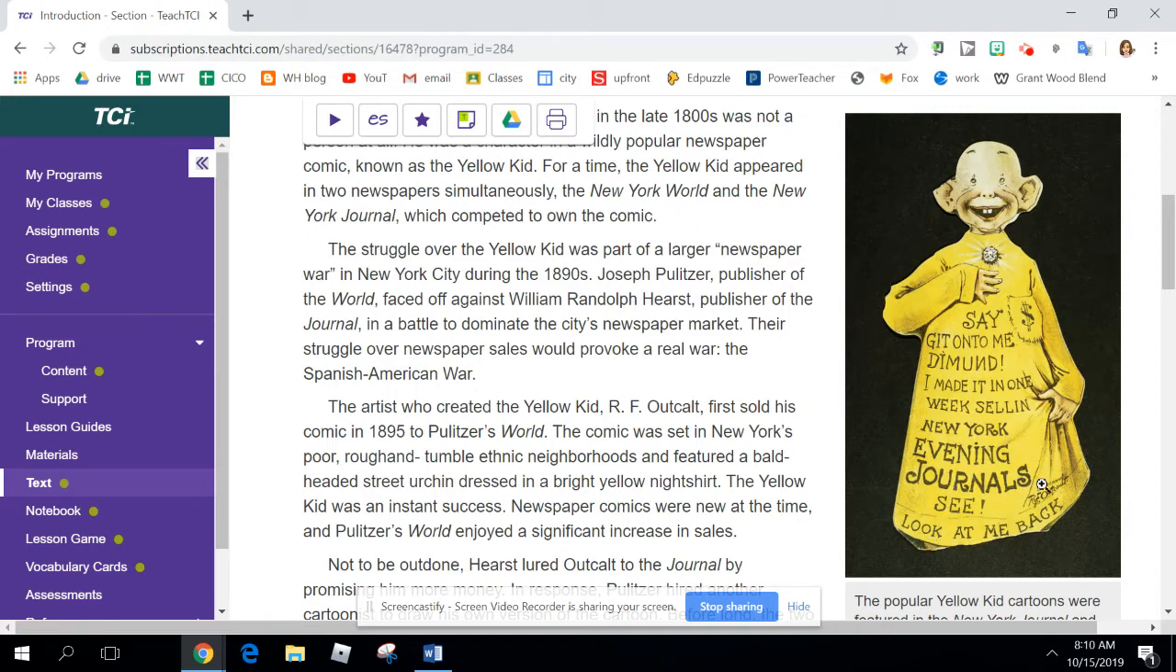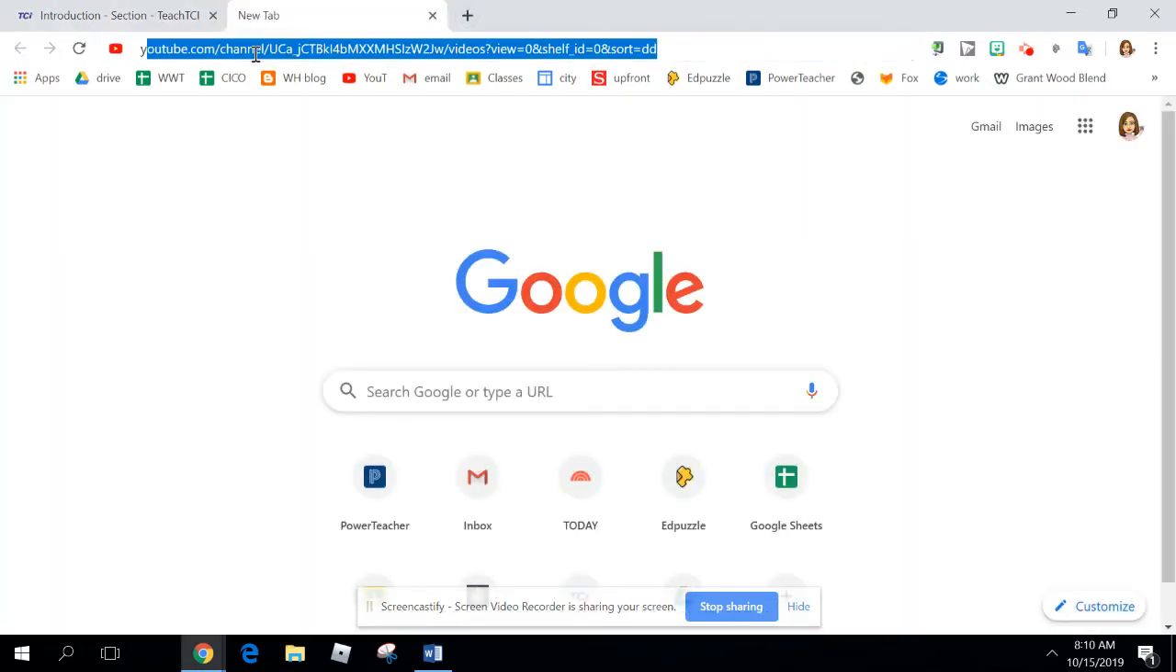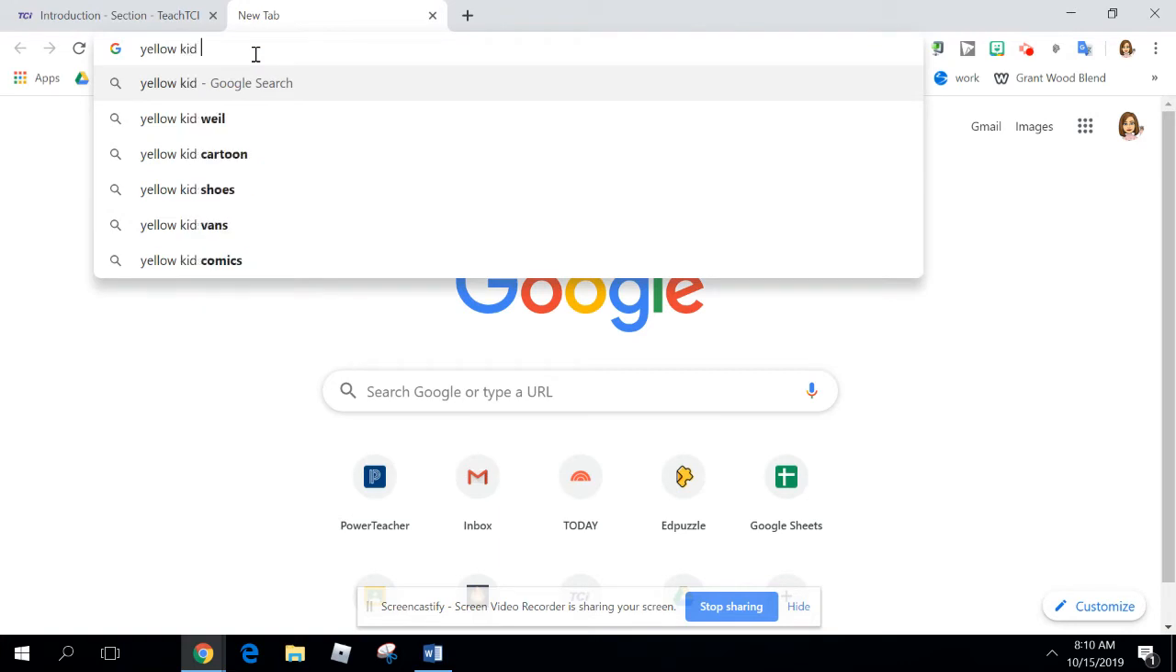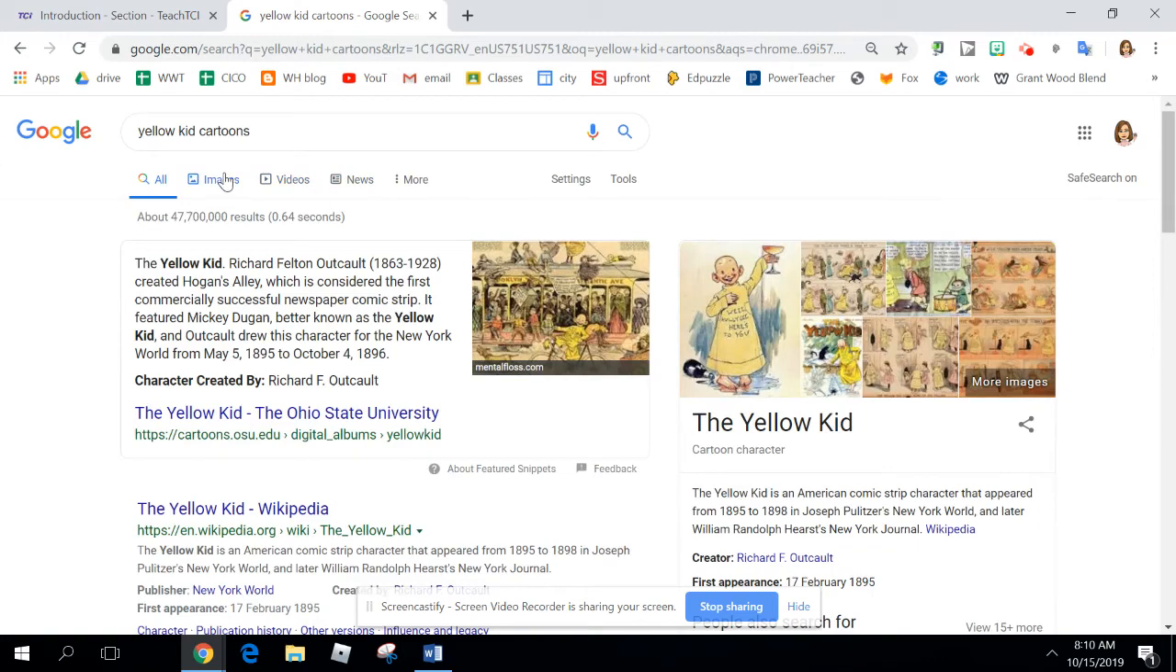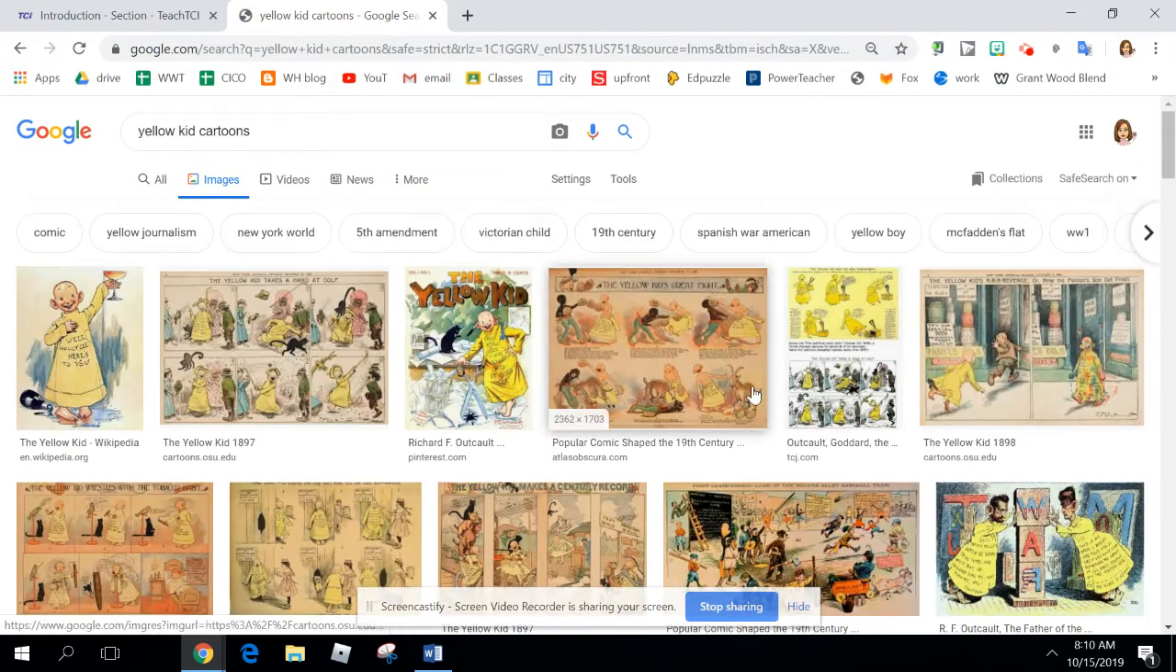They also made fun a lot of the fact that the Yellow Kid couldn't speak English correctly because he was from an ethnic neighborhood. Whether that be Irish or German, whatever it was, they were kind of making fun of that too. If you ever Google search Yellow Kid cartoons, you could see a bunch of different examples of these, and they are really interesting.